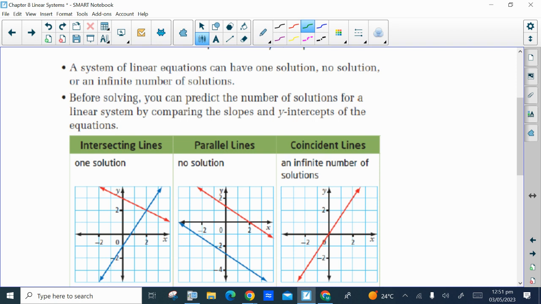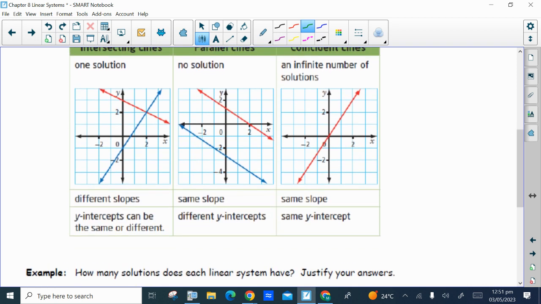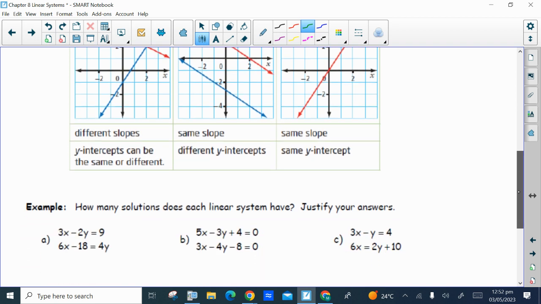Before solving, you can predict the number of solutions for a linear system by comparing the slopes and y-intercepts, right? You'll have one solution if they have different slopes. And it doesn't matter what the y-intercepts are. If the slopes are different, then you will have one solution. And that occurs, you remember, when the x and y terms are not multiples of each other. There's no solution when they have the same slope but different y-intercepts. Two different lines with the same slope. And that occurs when the x and y terms are multiples of each other. The third possibility is when you have the same slope, same y-intercept. That's when one equation is a multiple of the other.